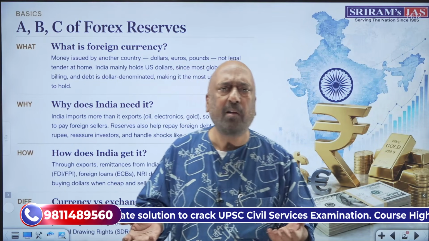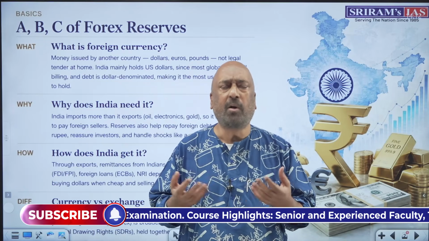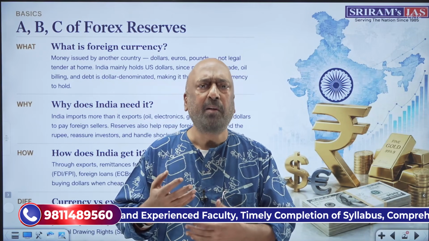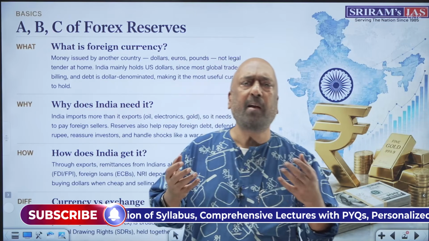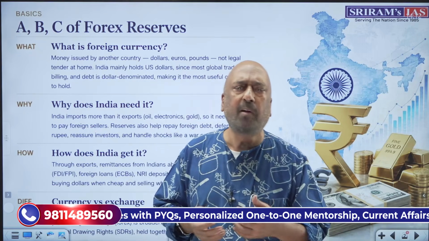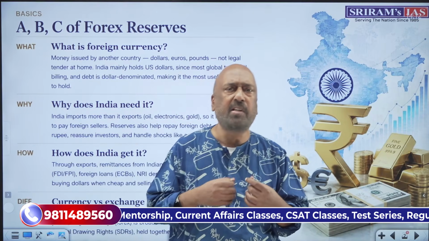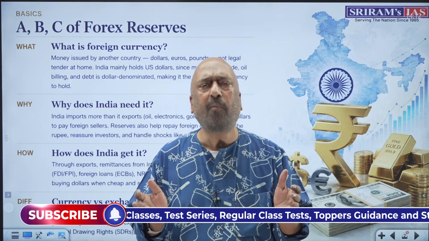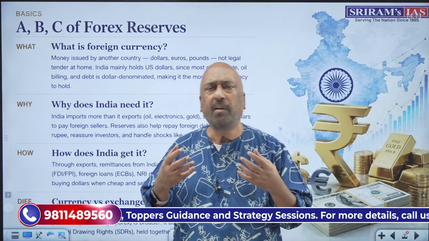Why do we need the hard currencies? We need to import, because no country is self-sufficient. We import our petroleum, the crude that we import, we refine and re-export. So for our imports we require foreign currency, and we also require it because we want to travel abroad, and because we have to pay back the loans we have taken. For all this we require foreign currency.